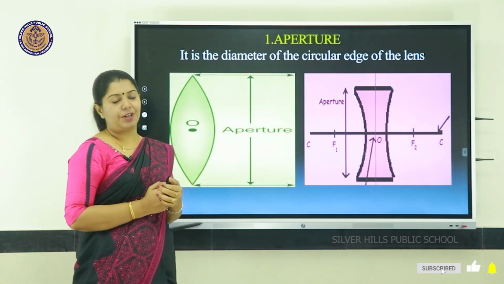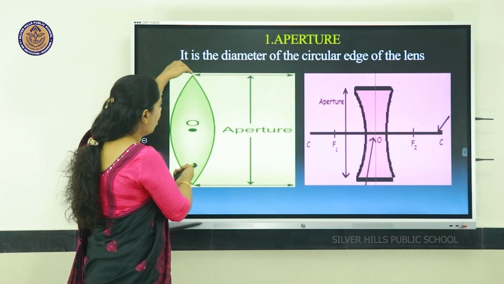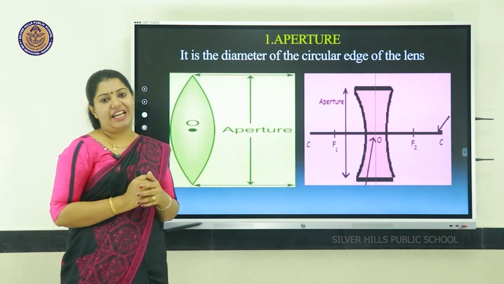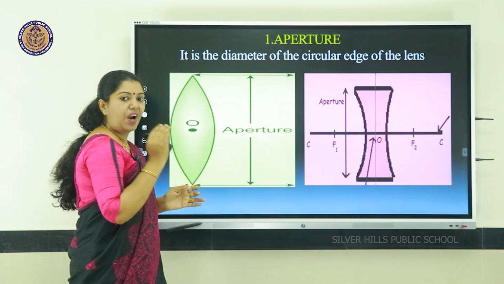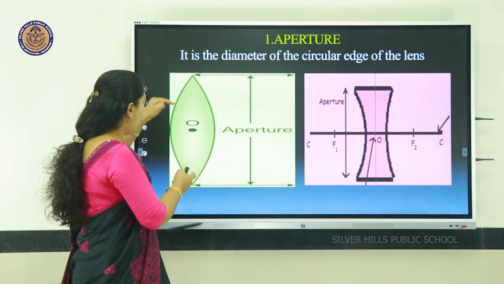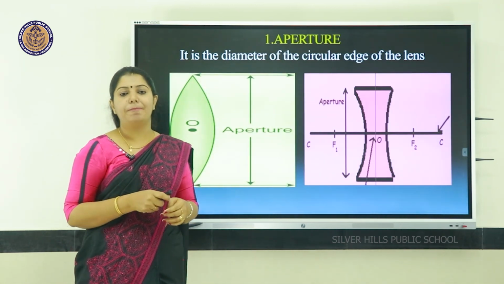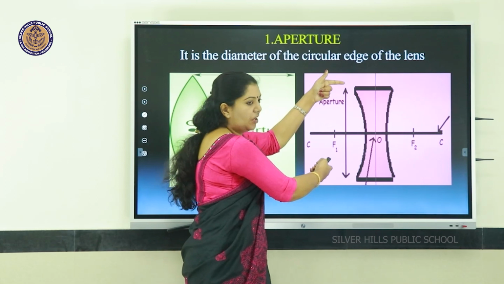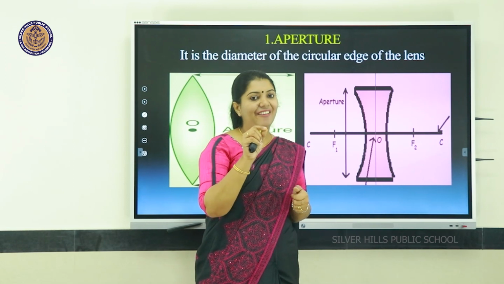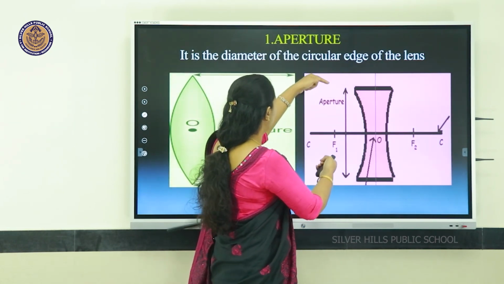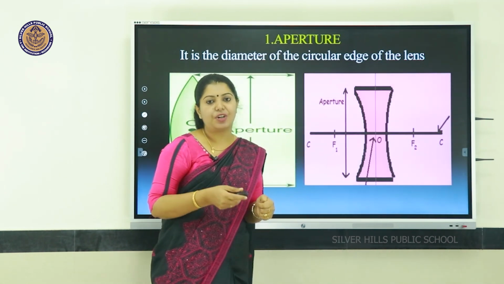First one, aperture. The aperture of a lens is the diameter of the circular edge of the lens. This is the diameter. We have to consider the refracting plane of the lens, and the diameter of the circular edge of the lens is called the aperture of the lens. This is a concave lens. Representation of concave lens is like this; concave lens is a diverging lens. The diameter of the circular edge of the lens is called aperture of the lens.